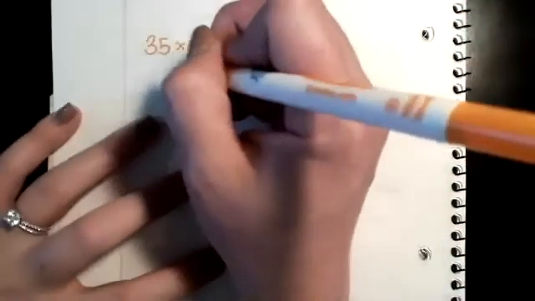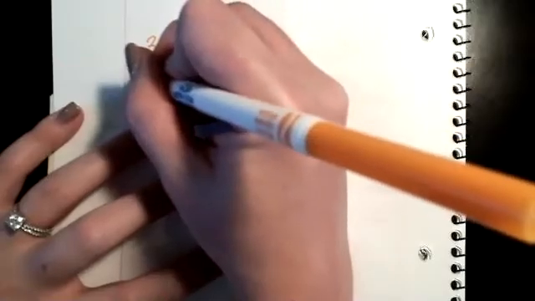Okay, this one, let's do pretty much the same. We'll do 35 times 25. So 35 times 25. Now, when I am doing this problem, I'm going to look for a couple different ways to solve this. First one, I'm going to break apart my 25.